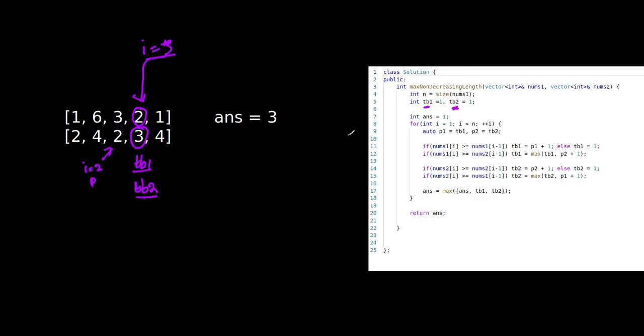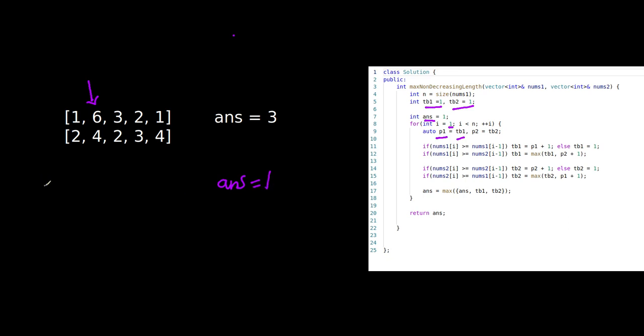Let's see how this can work. So we start at index 1. Notice that tb1 initial is 1, tb2 is 1, and the answer is 1. Start at this index, p1 equal tb1, so p1 equal tb1 is 1, p2 equal tb2, which is 1. So p1, p2 represent the solution for the previous index, this one and this one.